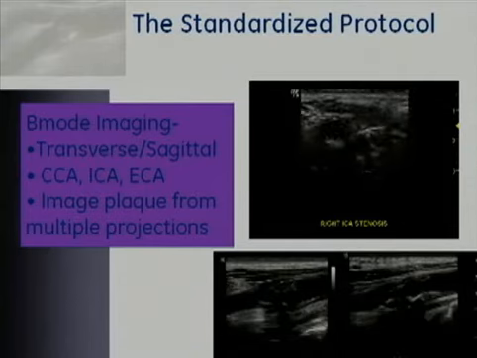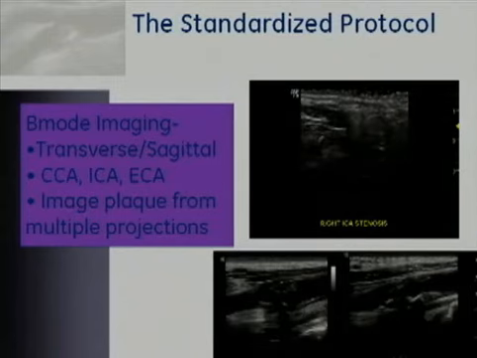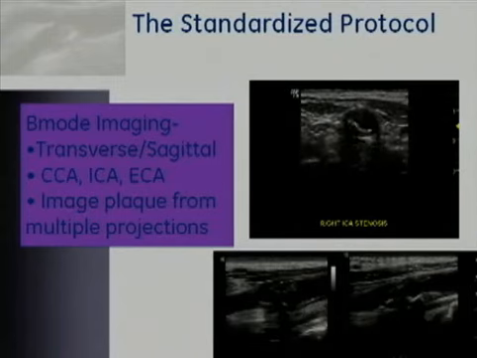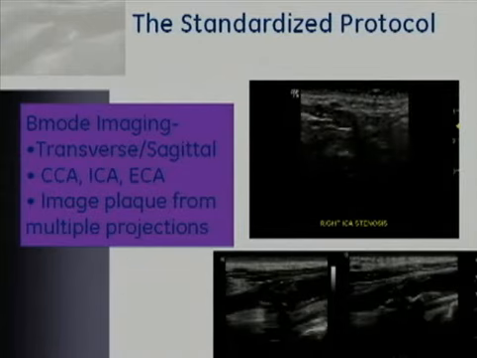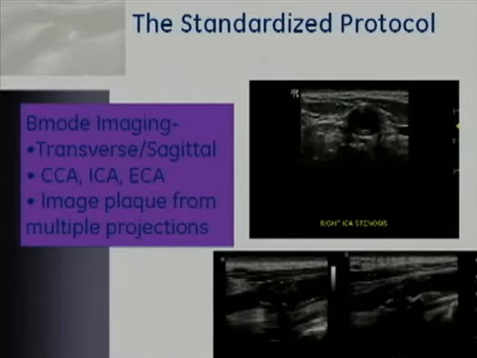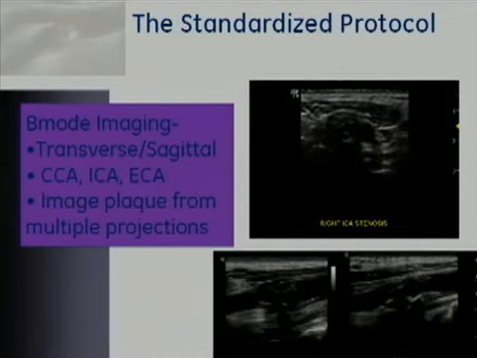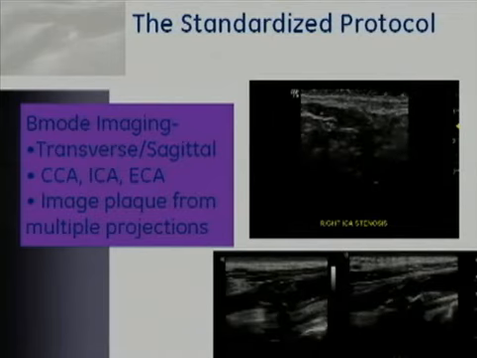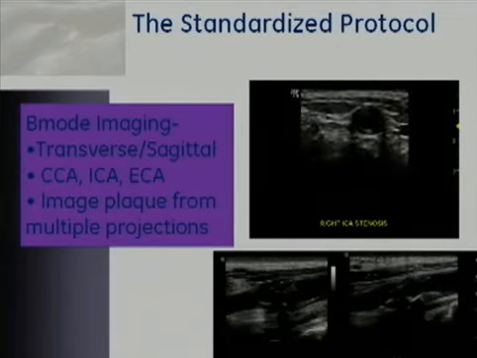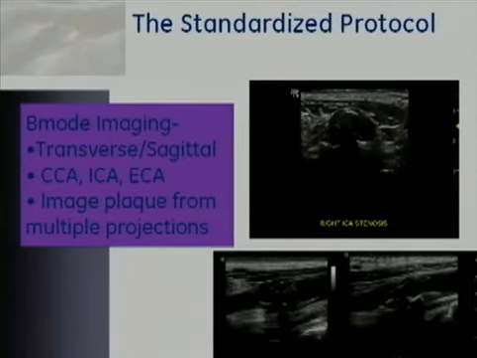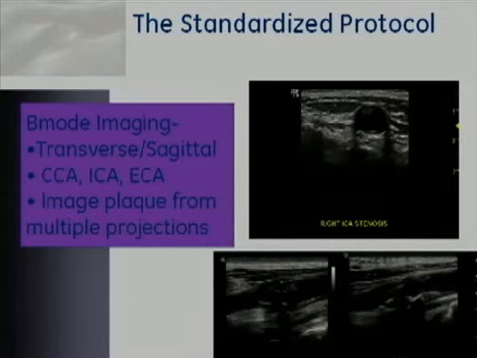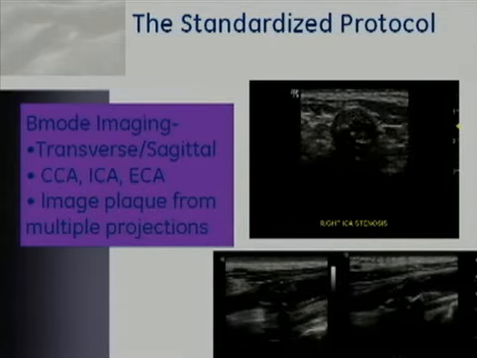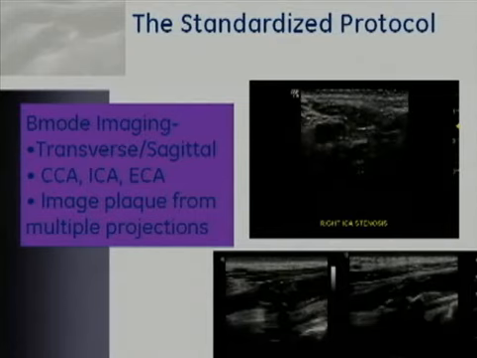So what should be included in your standardized protocol? Well, we'll start with B-mode imaging, sometimes referred to as 2D imaging or grayscale imaging. All of those terms mean the same thing. I like to start with transverse imaging. I think transverse imaging is very important because when you are in cross-section, you can visualize the whole circumference of the vessel. This gives you a good idea about the plaque burden on the vessel.